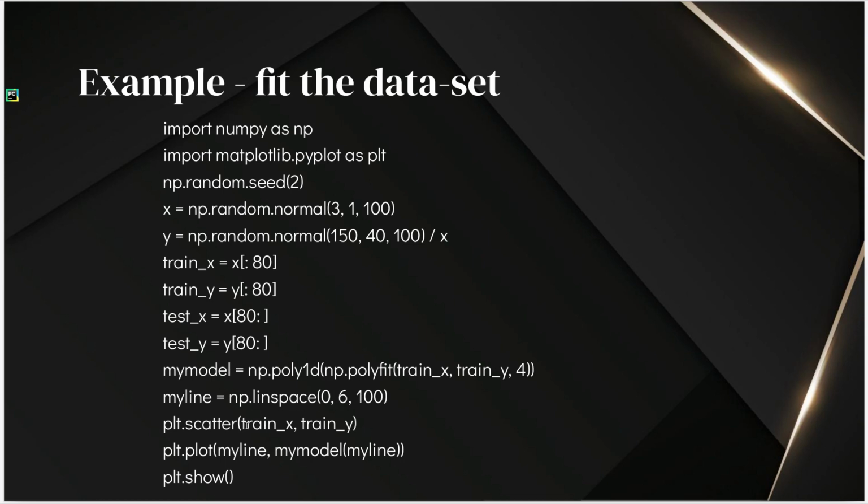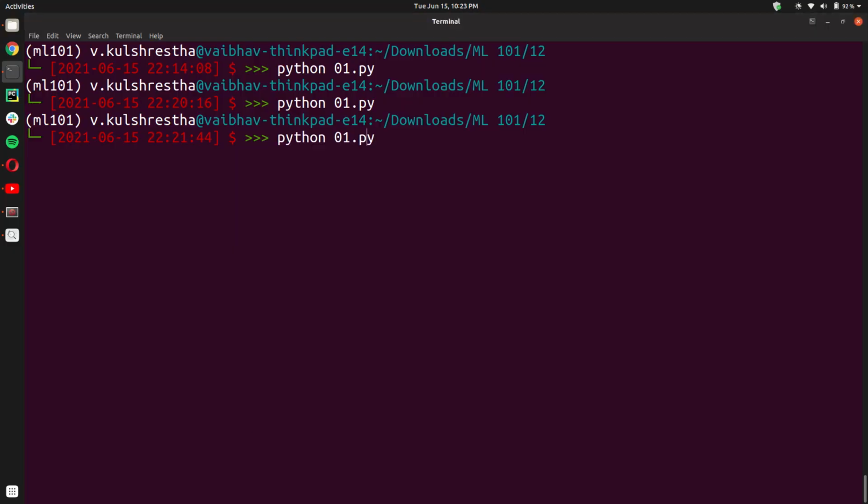Then you create a scatter plot between the train x and y, and then you plot a graph between the line that you just drew and the model with that line as an input, and then you see. Okay, so let us examine this example.